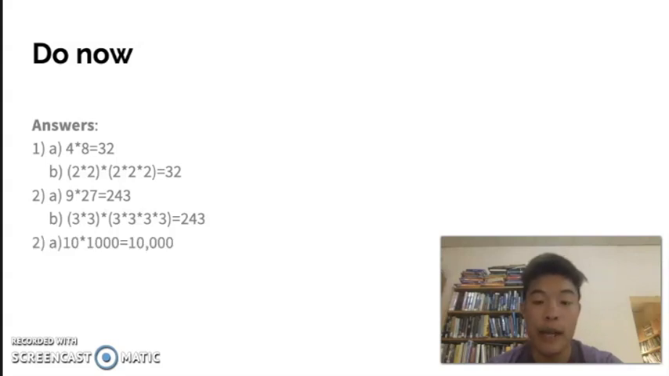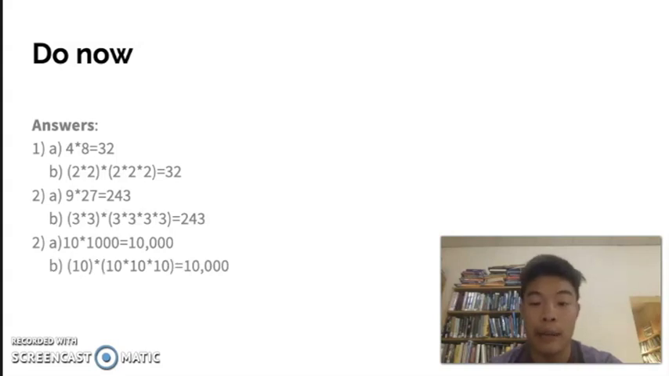For question 3, we have 10 to the power of 1 times 10 to the power of 3. For this one, we can yet again use the order of operations where we do 10 to the power of 1, which equals 10, and 10 to the power of 3, which equals 1,000. Then we can multiply the two solutions to get 10 times 1,000, which equals 10,000.